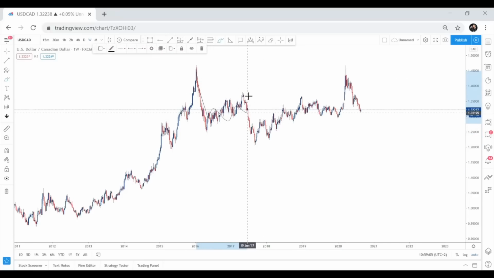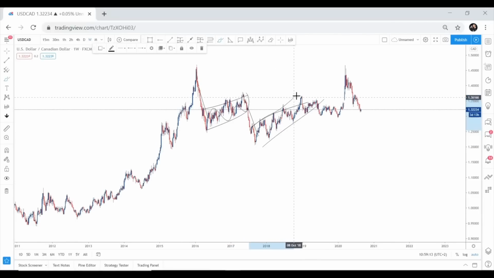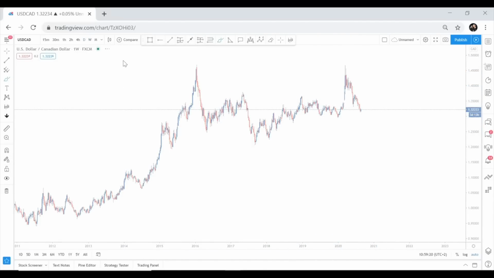As I said, this was a correction forming a bearish flag in a bigger picture, and then it literally dropped to the lower side, forming another pattern right here, pushed sideways and then impulsed to the upside. So let's delve deeper into a lower time frame for you to understand.